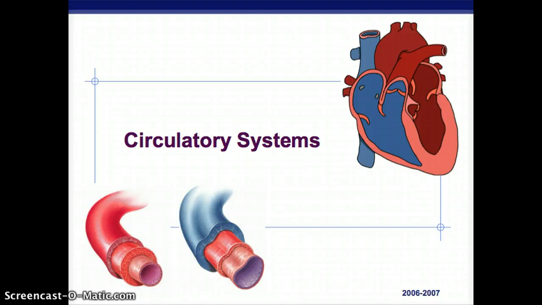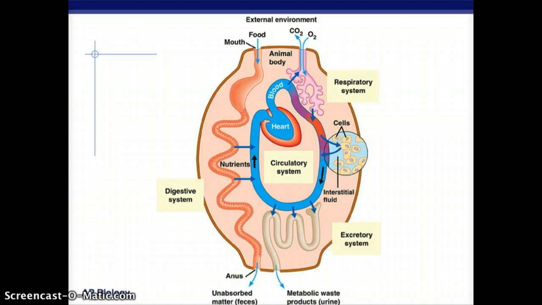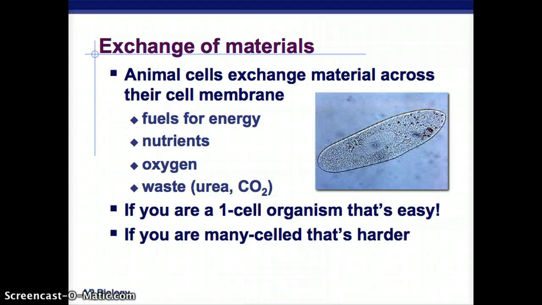Alright, this is the circulatory system. So, same thing, we've got a respiratory, circulatory, excretory, digestive, many systems. And we've got that blood and oxygen and carbon dioxide exchange. So, exchange of materials is that base purpose here.